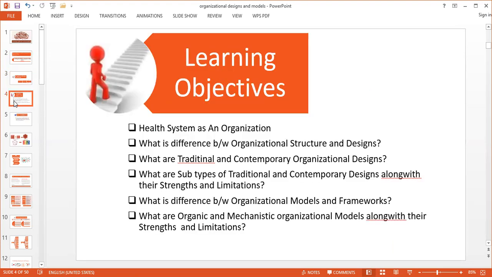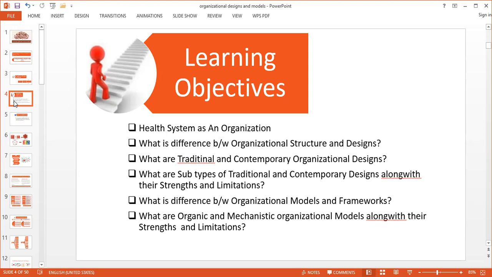Today, what will we learn? Health system as an organization. What is the difference between organizational structure and design? What are traditional and contemporary organizational designs? What are the subtypes of traditional and contemporary designs, along with their strengths and limitations? What is the difference between an organizational model and framework?